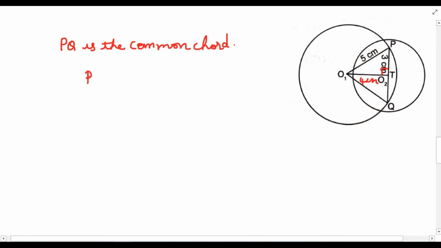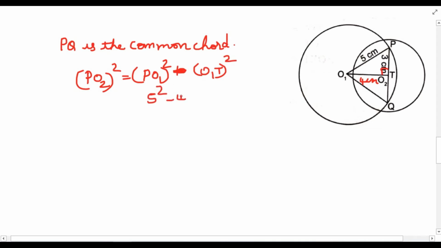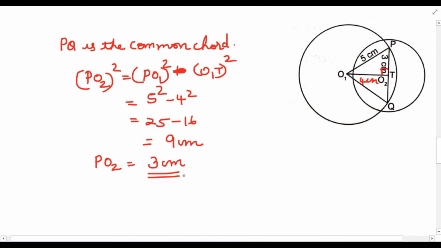Now to find PO2: PO2 whole square is equal to PO1 whole square minus O1T whole square, which is equal to 5 square minus 4 square, 25 minus 16, so 9 centimeter. So PO2 is equal to square root of 9, which is equal to 3 centimeter. So the length of the common chord is 3 plus 3, which is equal to 6 centimeter.